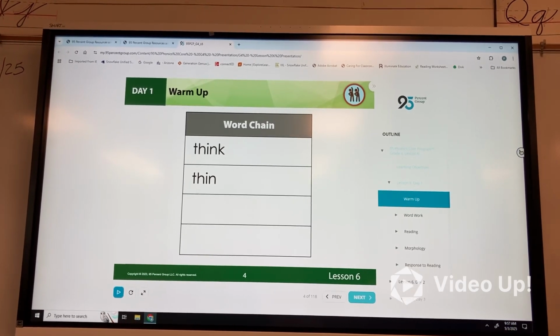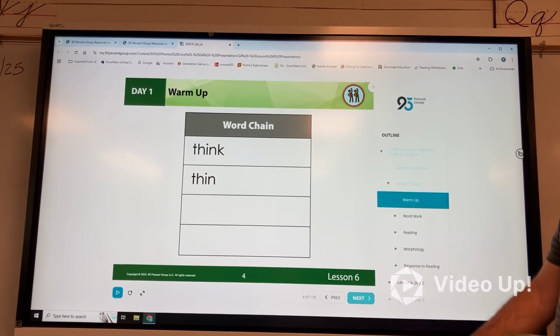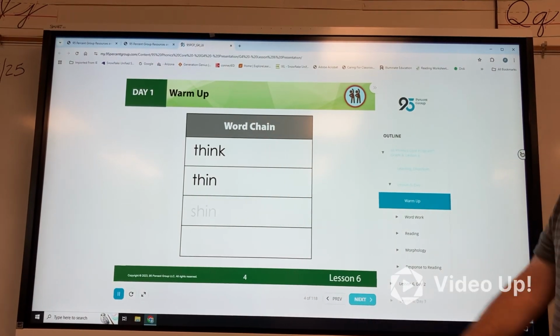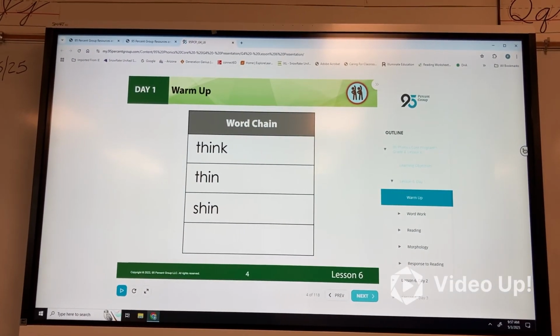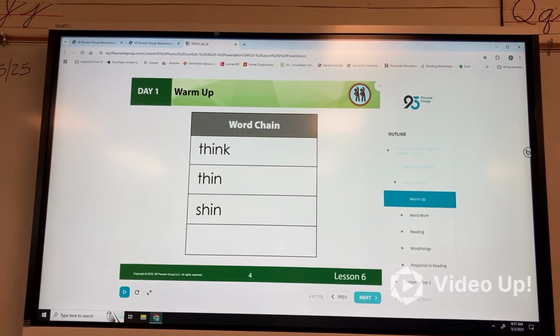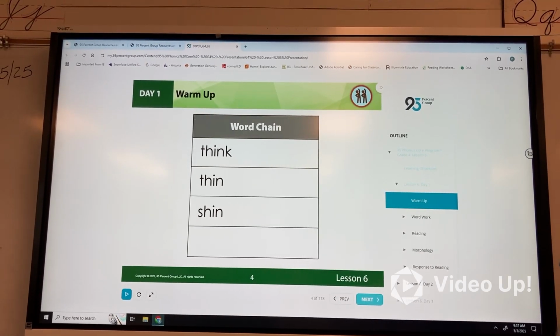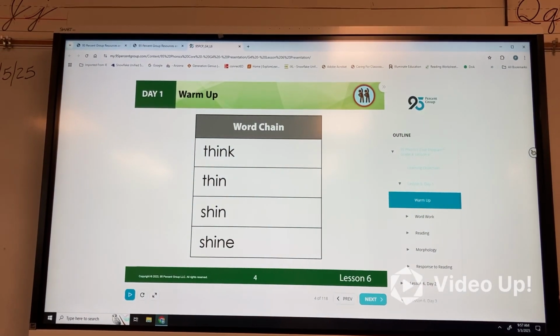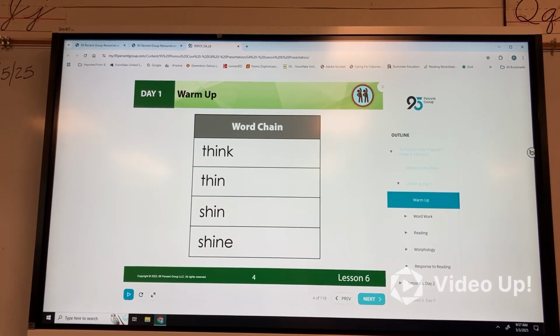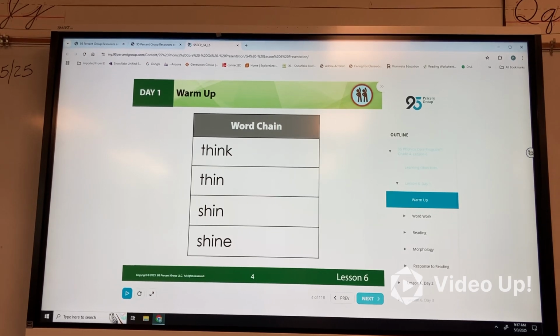Next, I'd have them change thin to shin and talk to them about the sounds that are changing. Once again, we're taking off the th sound at the beginning of the word and changing it to the shush sound. And then finally, I change shin to shine. As a reminder, this is the E that makes that vowel, long E vowel sound.